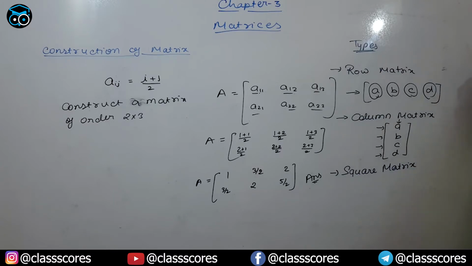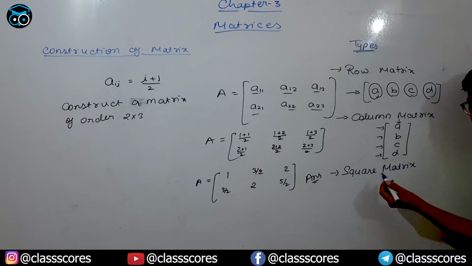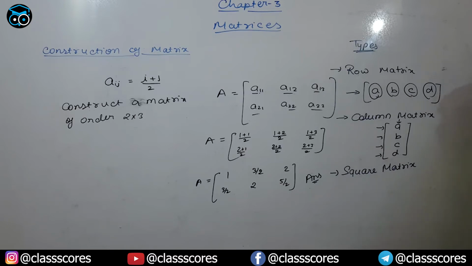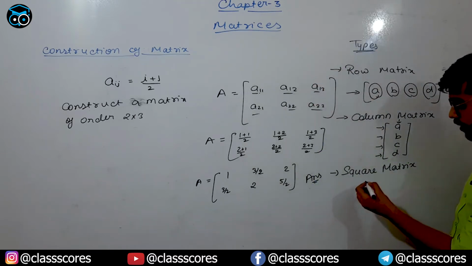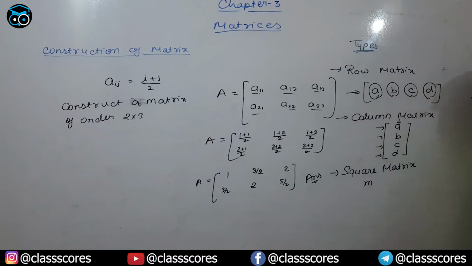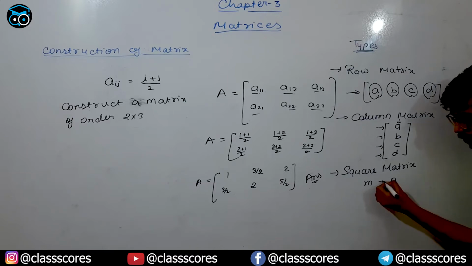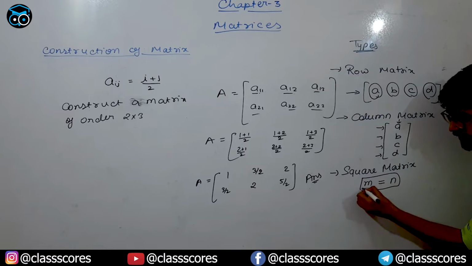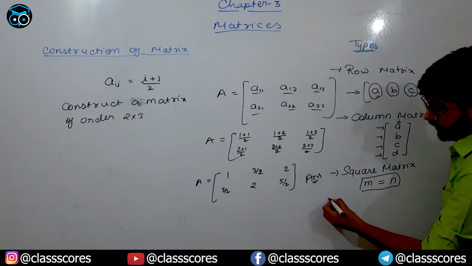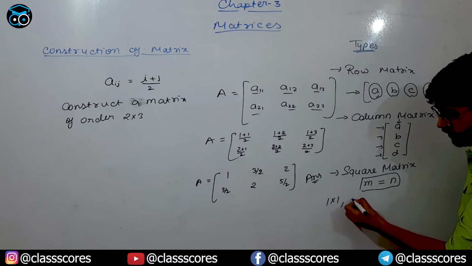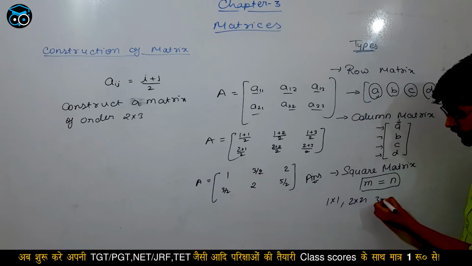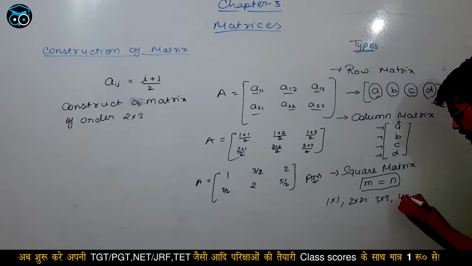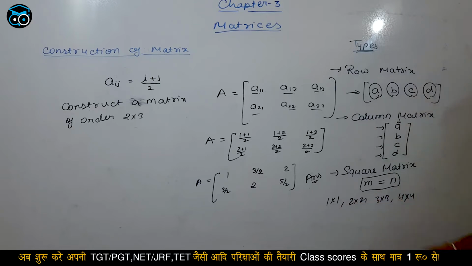So now our third type is square matrix, when number of rows is equal to number of columns. Suppose any matrix contains m rows and n columns. If they both are equal to each other, then it will be considered as a square matrix. We can say the matrix of order 1 by 1, 2 by 2, 3 by 3, 4 by 4. These all are considered as a square matrix. Clear?